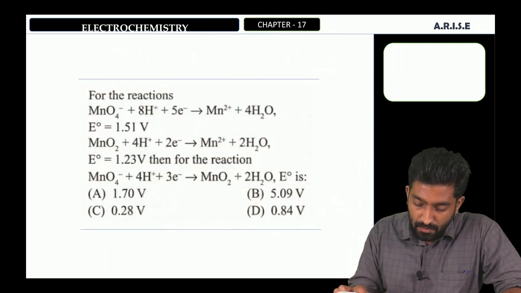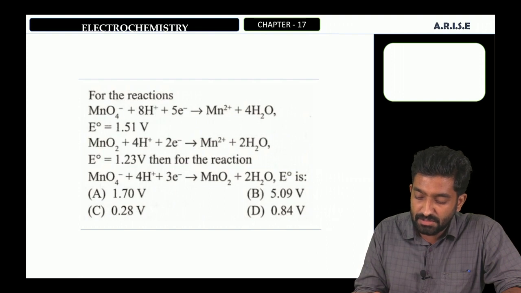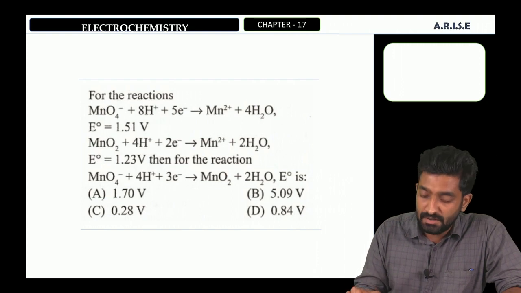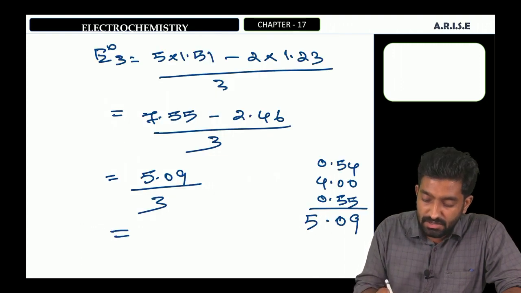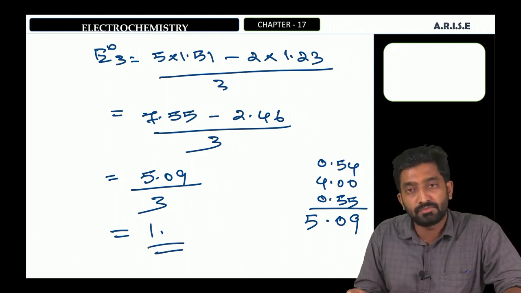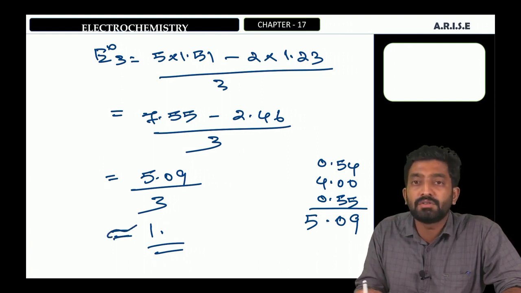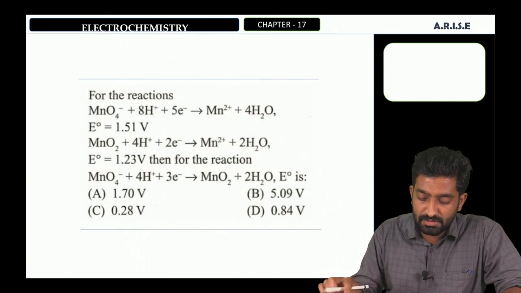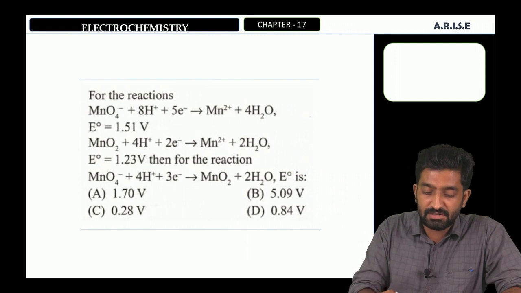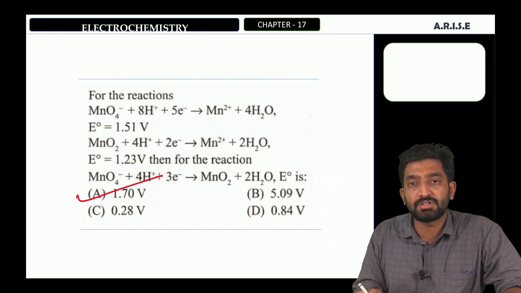Then we can go to the options. The first one is 1 point something, the second one is 5 point something, the third one is 0 point something, and the last one is 0 point something. Here you can see that 5.09 by 3, the answer will be 1 point something. There is only one such option, that is 1.70. Therefore we can select the first option. 1.70 is the correct answer.